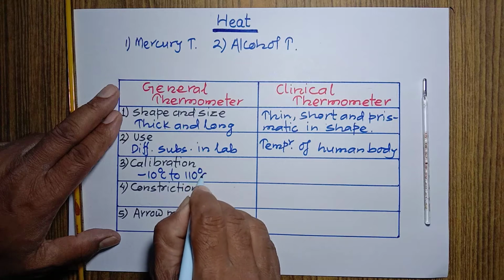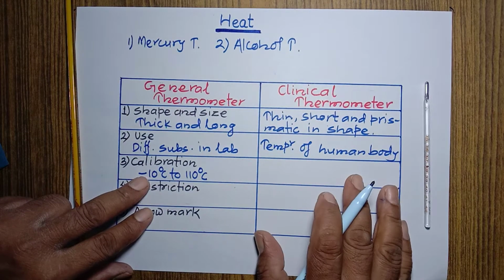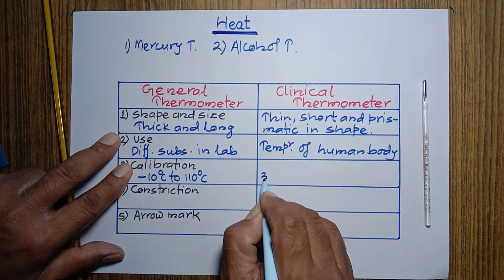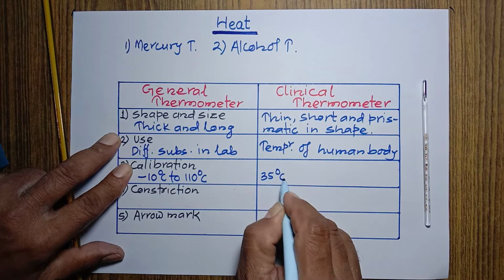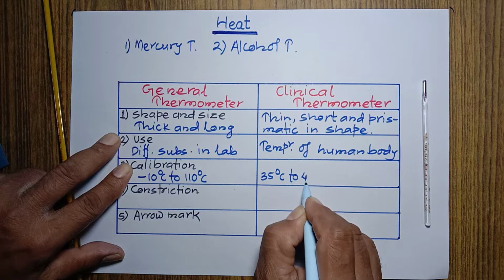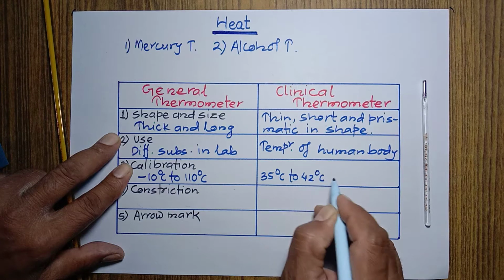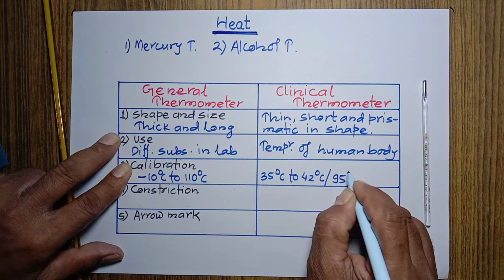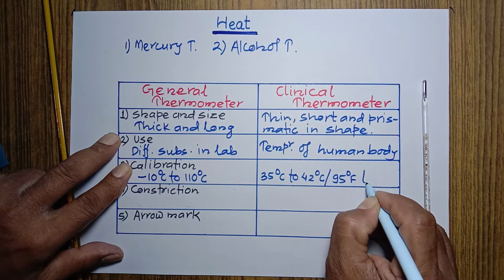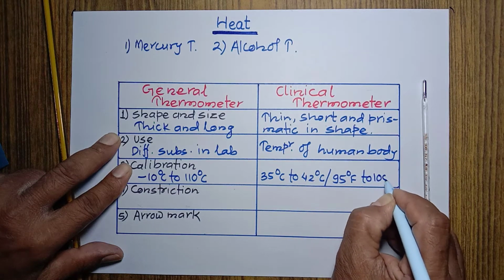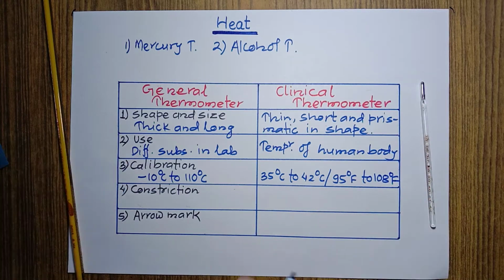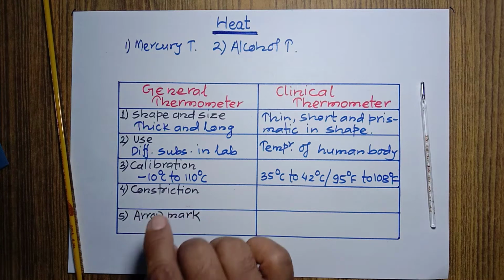110 degrees Celsius. But this one, it is calibrated from what? 35 degree Celsius to 42 degree Celsius, or it is calibrated from 95 degree Fahrenheit to 108 degree Fahrenheit. This is another major difference between these two. Now let's talk about another point, constriction.